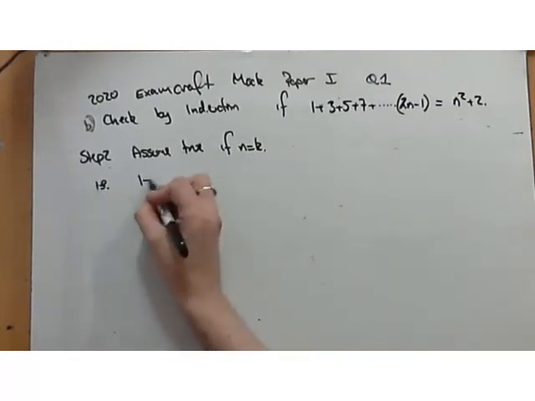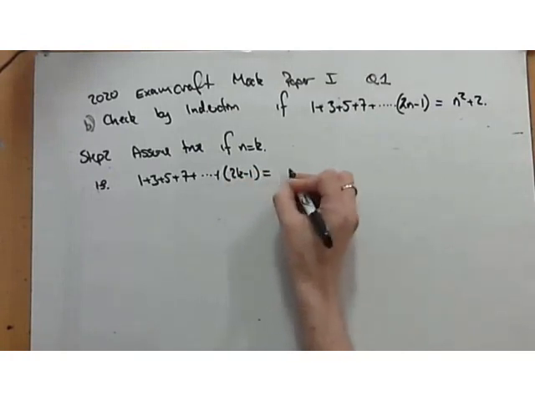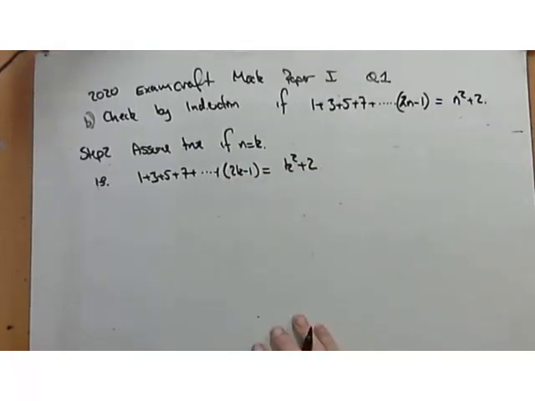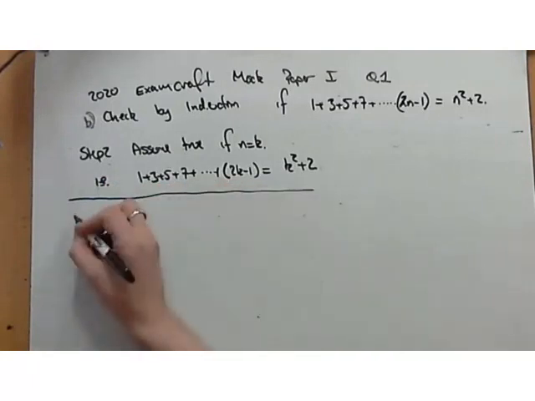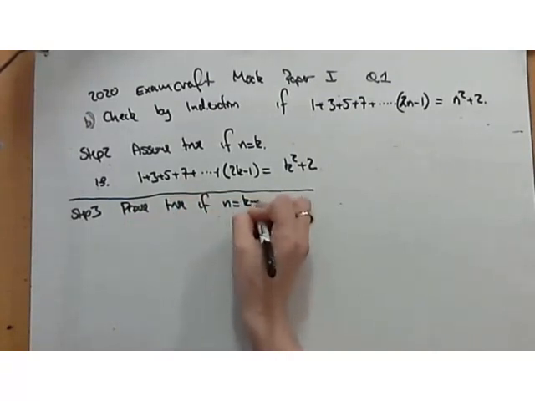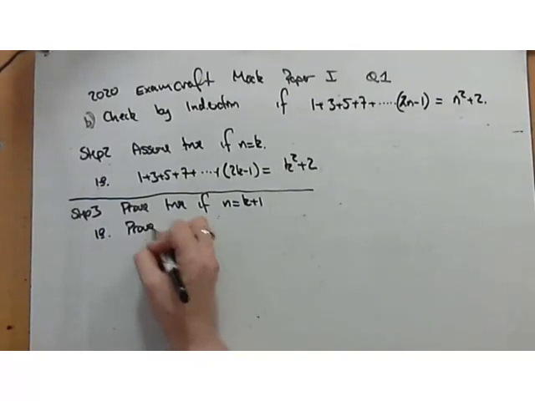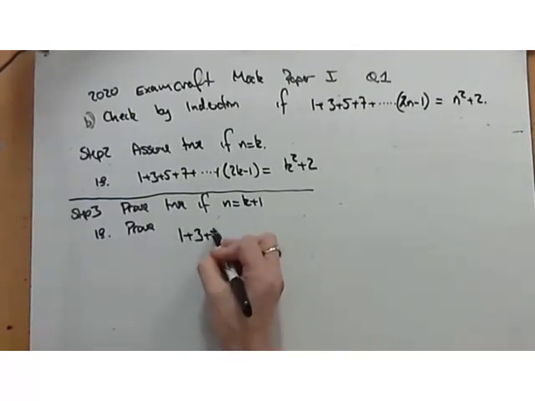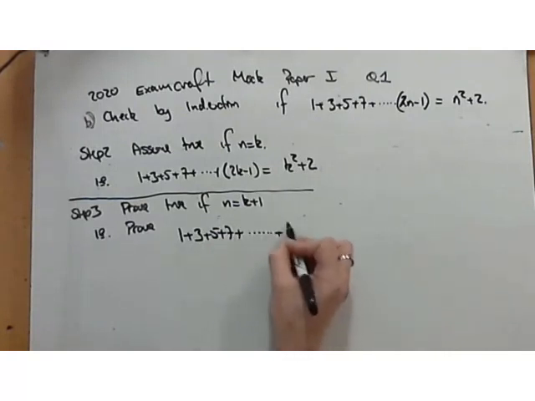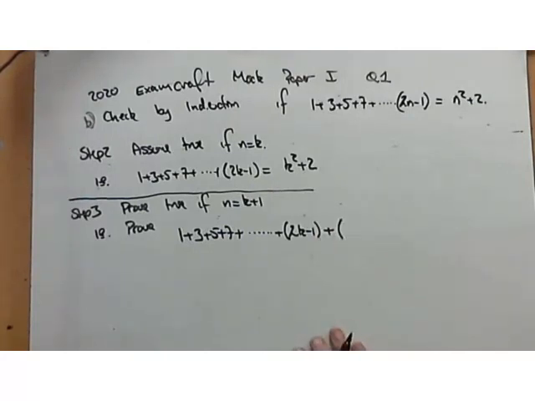That is, 1 plus 3 plus 5 plus 7 plus all the way down to 2k minus 1 is equal to k squared plus 2. Now step 3, prove true if n is equal to k plus 1. That is, prove that 1 plus 3 plus 5 plus 7 plus all the way down to 2k minus 1, plus an extra term. Now the extra term is what happens if I make n k plus 1.